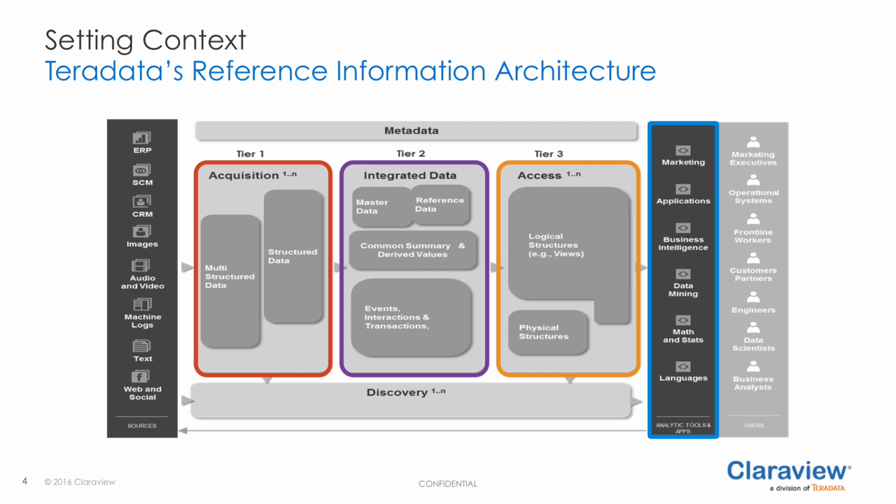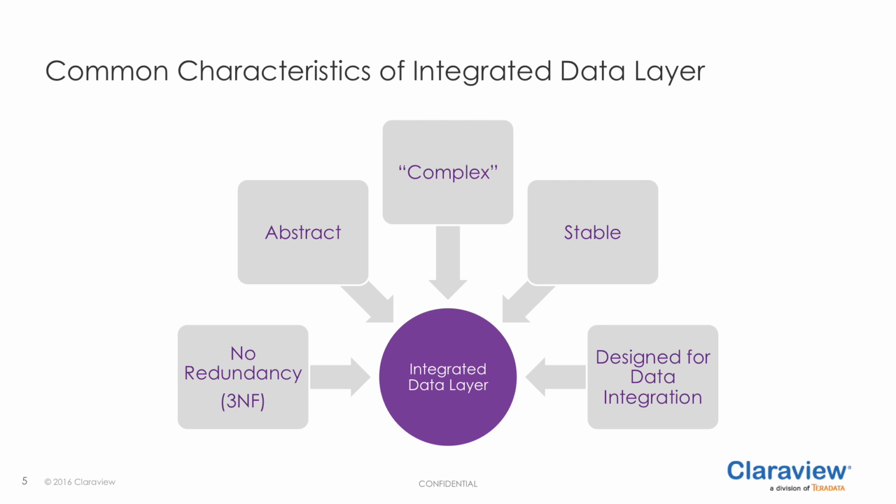To understand the need for the split and how the data is brought in versus how it's accessed, let's first review some common characteristics of the integrated data layer. Common characteristics of the integrated data layer include: it's not redundant, it's efficient for loading, and there's no repeated information. This is typically achieved by designing the layer in third normal form.